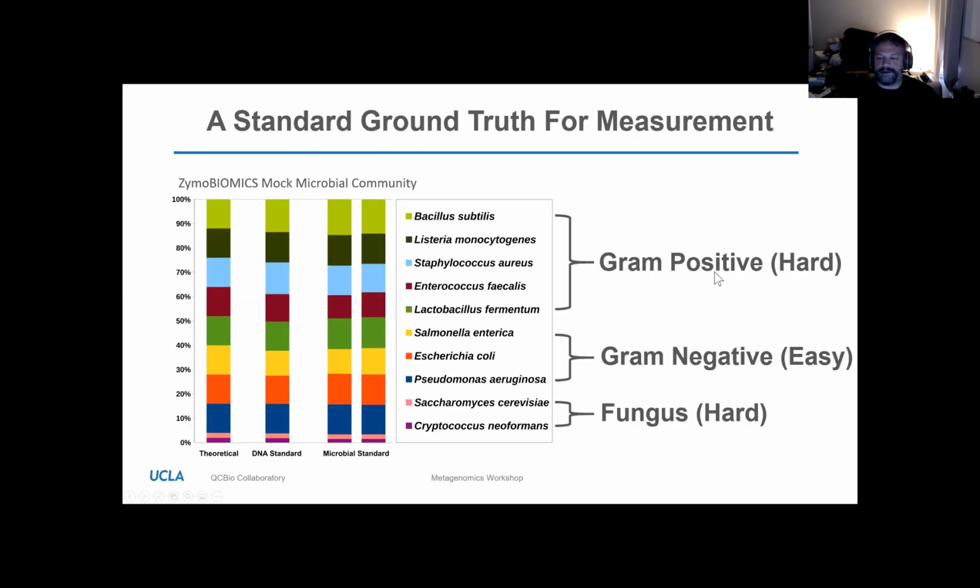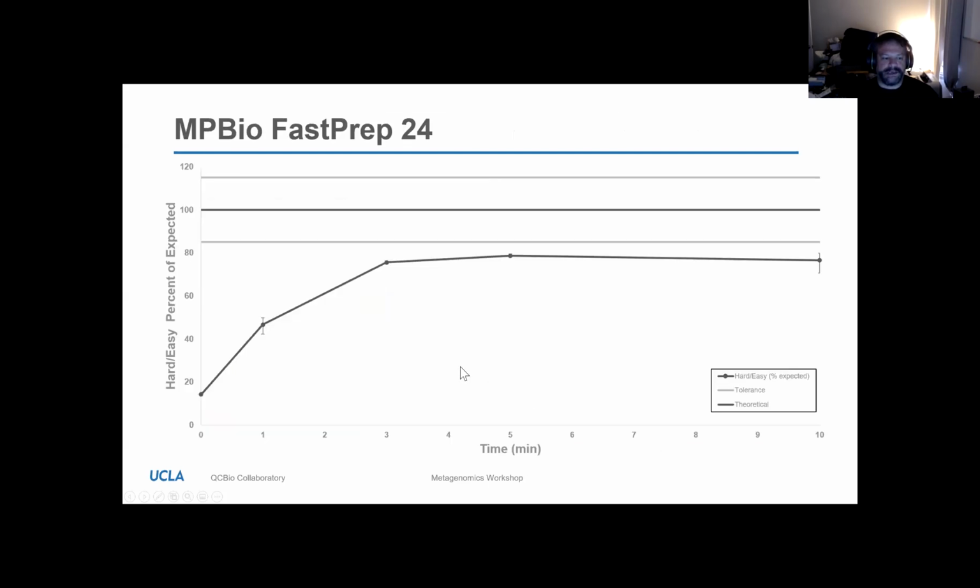Also important to note is I classify the organisms for this one to help with understanding. Gram positives are generally classified as hard to lyse. Gram negatives are easy. Fungus is classified as hard to lyse, and it's actually some of the hardest. What we see up here is we again have a band of tolerance. This is the range where we're as accurate as we can possibly be, given the manufacturing tolerance of the standard. And this is 100% of expected.